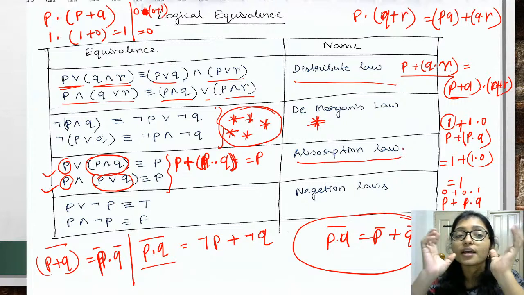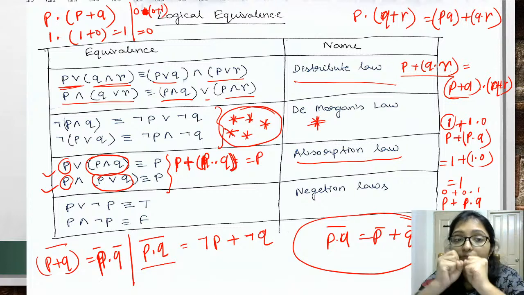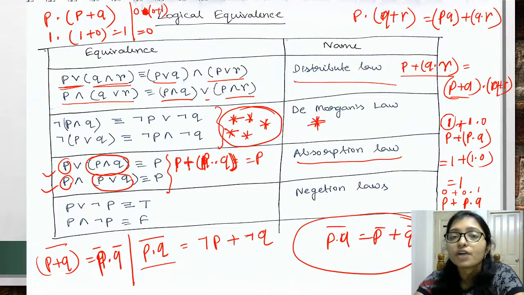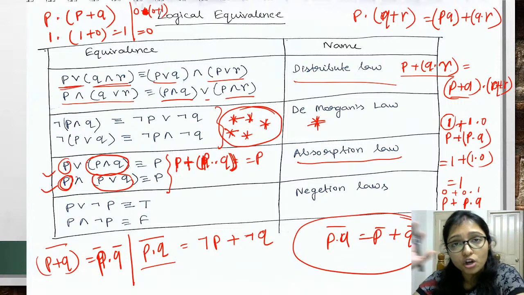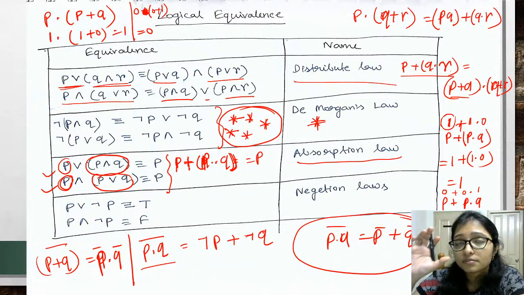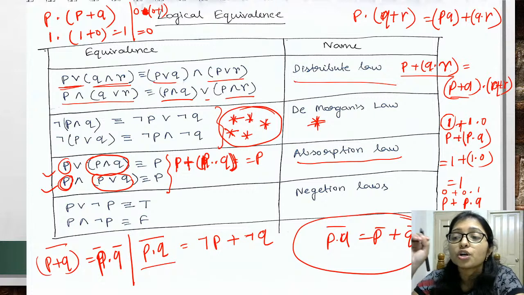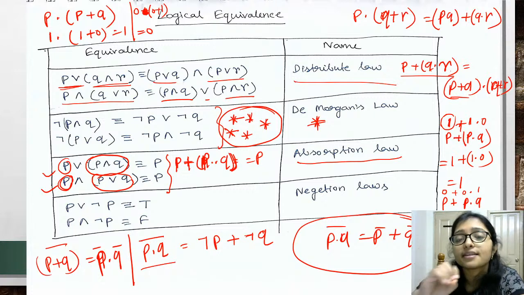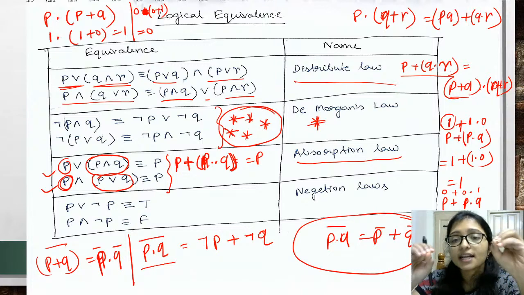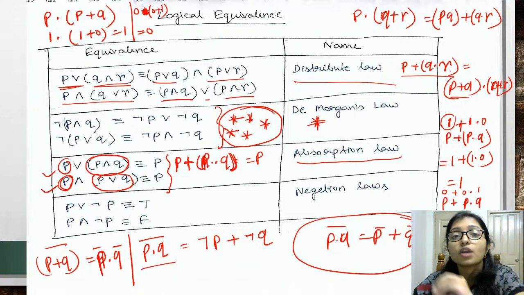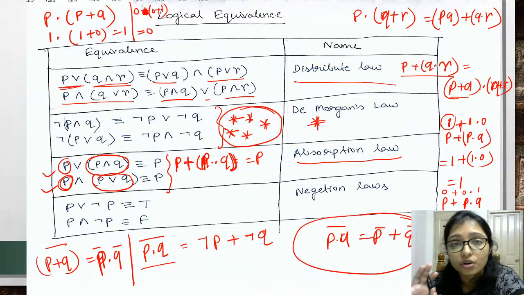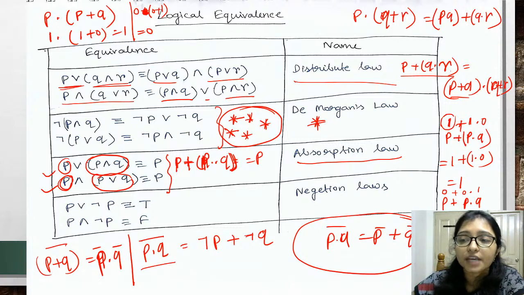How is the absorption happening? It is absorbing inside, and after absorbing everything, only P is coming as the result. So if you forgot the formula, you can apply this theory. Try to apply this and learn practically, so you will never forget. This theory and these formulas are very important for solving simplification.